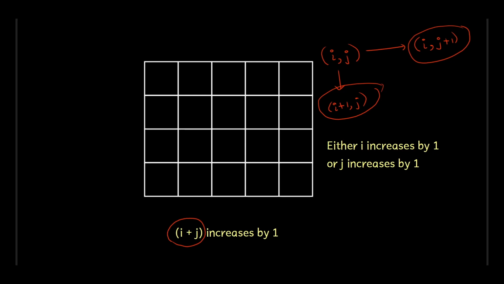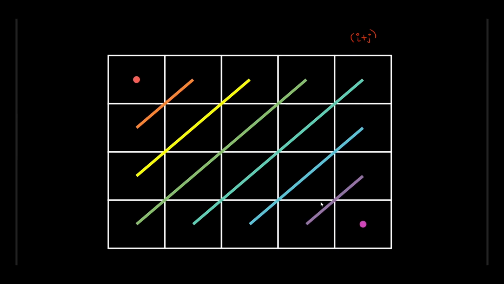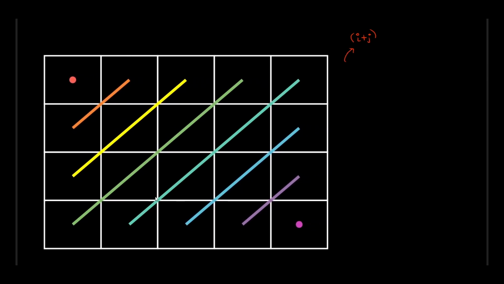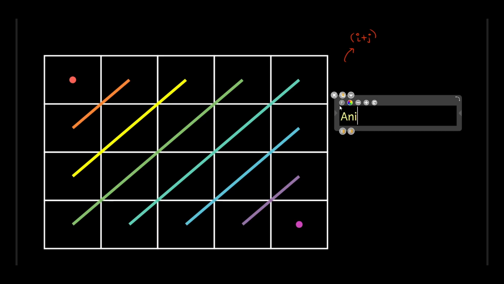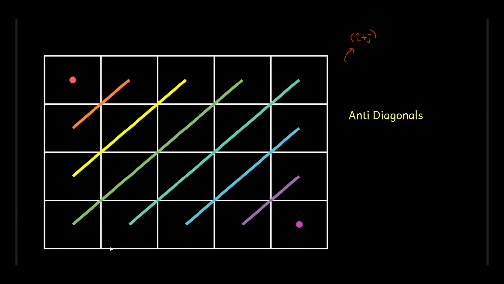If you are coming from a maths background, and if I ask you, what does I plus j look like on a grid? What do the cells which have the same I plus j look like on a grid? Let's see. You will realize that I plus j is nothing but the series of antidiagonals. So let me write that down. This is nothing but antidiagonals. Antidiagonals are basically these diagonals that you see on the screen, and each cell that is colored with the same antidiagonal will have the same I plus j.